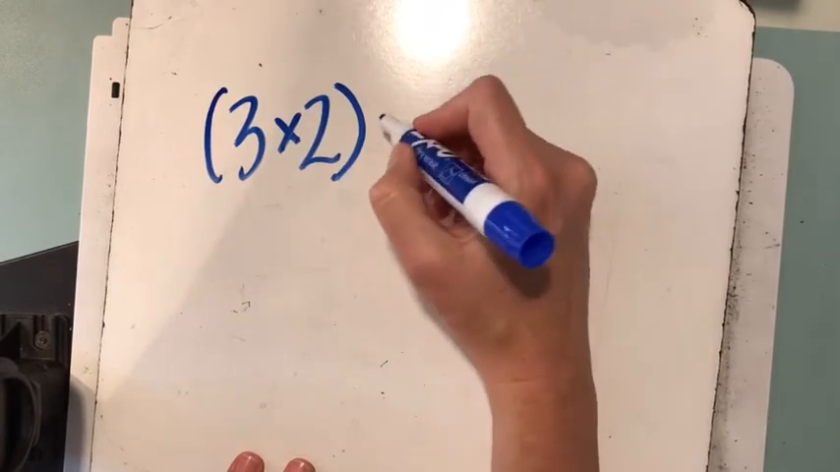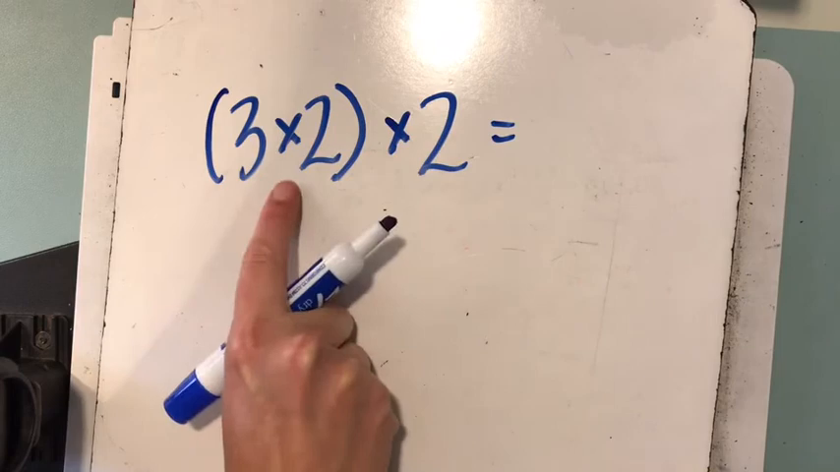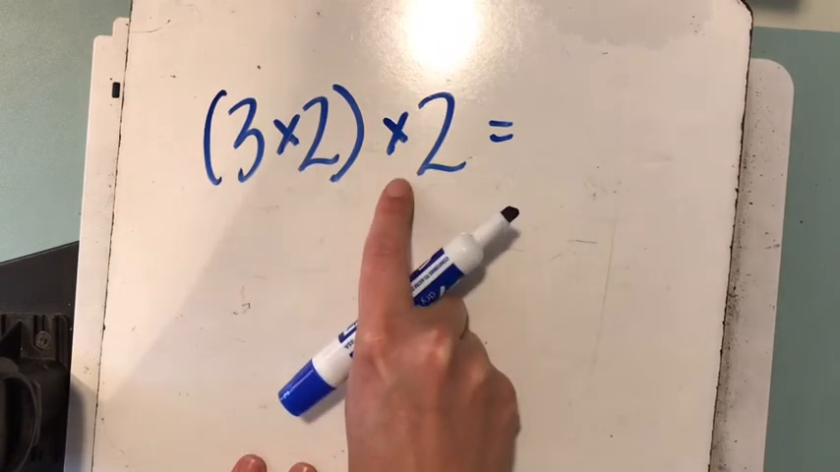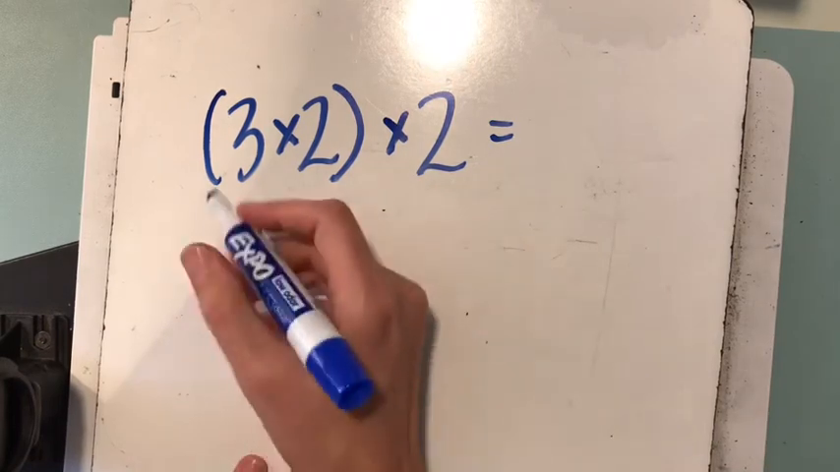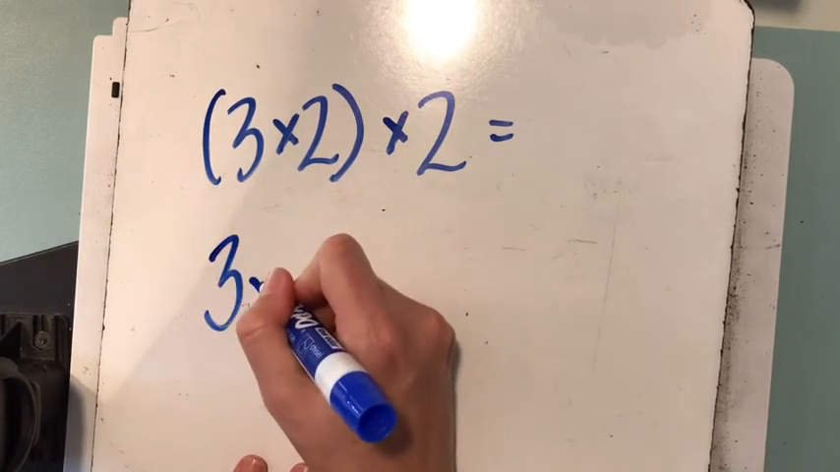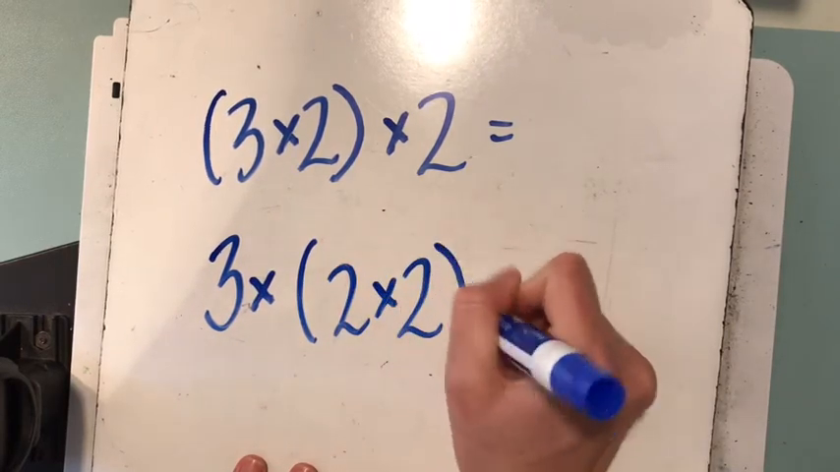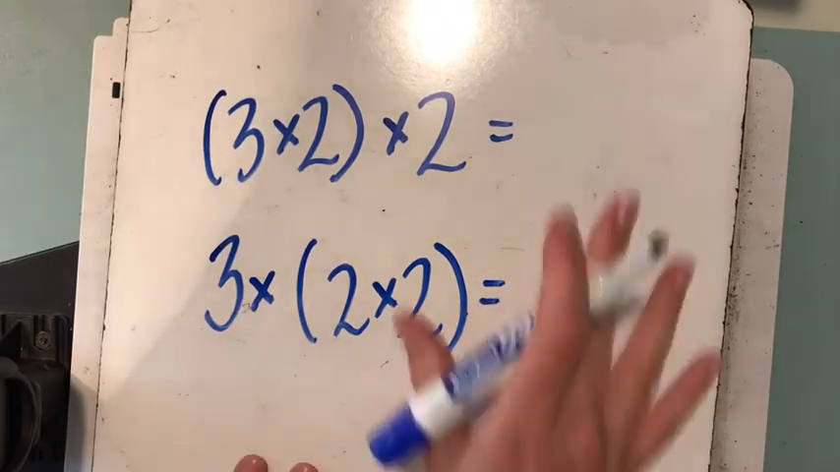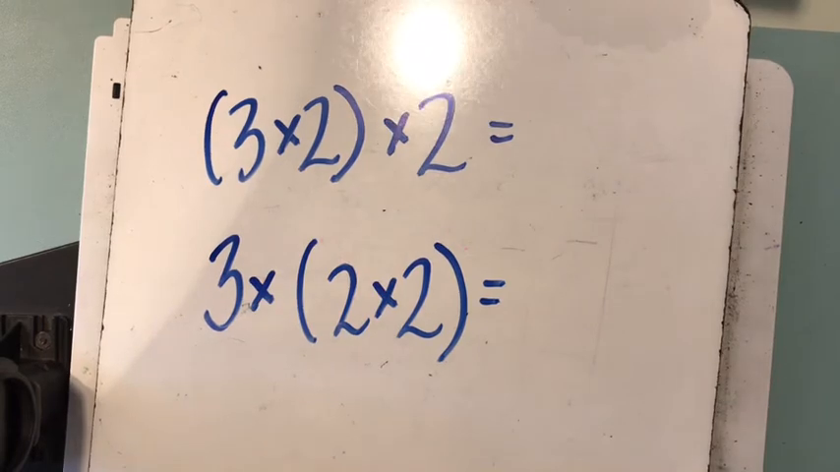Write this down on your whiteboard. We have parentheses 3 times 2 times 2, sorry. And then when you're done writing that one, I want you to write 3 times 2 times 2 parentheses. So pause the video and write this down. See if you can solve it on your own first, and then come back and see if you got it right.